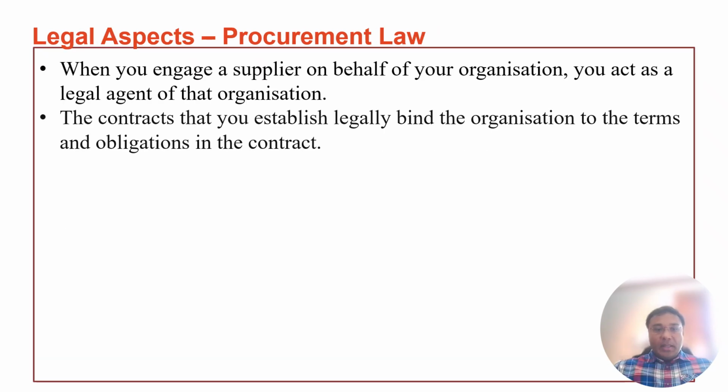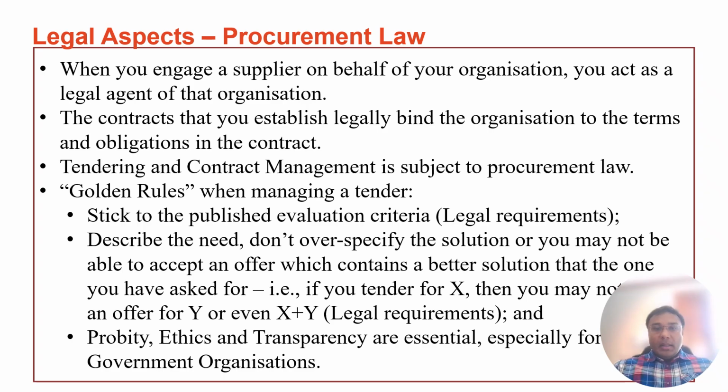Now let's look onto the legal aspect of procurement law. Whenever you engage suppliers on behalf of your organization, you act as a legal agent of that organization. Procurement law governs how tenders and contracts are managed, particularly in the public sector. There are a few golden rules. Stick to published evaluation criteria. Do not over-specify any requirements. Do not change your requirements once confirmed, to the point that you exclude potentially better solutions. And maintain probity, ethics, and transparency at all times. Violating these principles can lead to a lot of legal challenges and reputational damage as well.